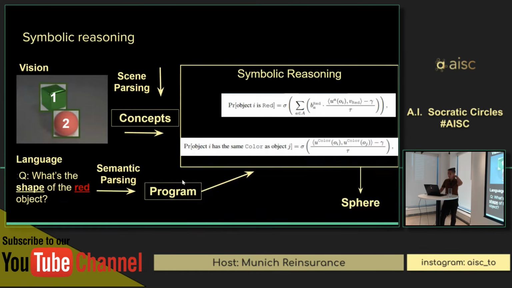So once the objects are recognized and the program is compiled, we proceed to symbolic reasoning. So let's make a short recap. Let's revise everything that happened before. First we trained the concept and visual concept embeddings and visual representations. Then we trained our semantic parsing module, and we explained how it works. So now we connect all that in a symbolic reasoning module.